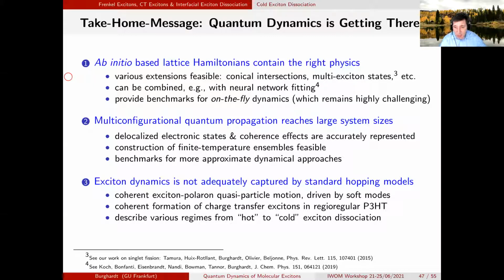Yes. So the next question is from Felix. Did you perform any more detailed comparisons between Ehrenfest and ML-MCTDH?